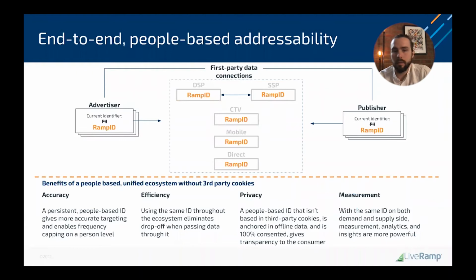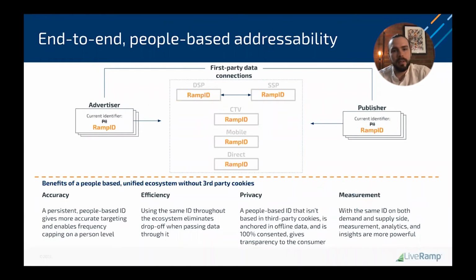Now, that could be the programmatic ecosystem, so your traditional buying through a DSP and data going through SSPs as well. Or it can be newer or slightly different marketing channels, such as connected TV or mobile, or even direct buys just directly between two brands. So RampID is very much designed to be channel and platform agnostic. As long as a channel has some kind of authentication that we can tie data back to an actual individual, we can apply the RampID.